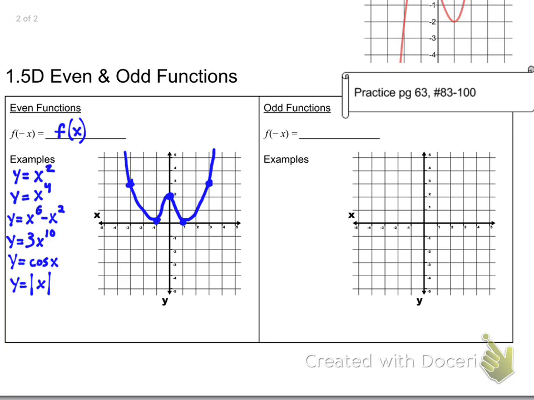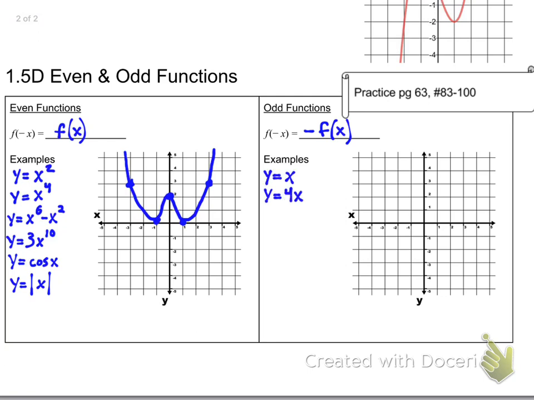Odd functions are a little bit different. When you plug in a negative input instead of the value, you get out the opposite of that. So for example, if you plug in -5 and got out 10, then that means if you plug in 5, you should get out -10. Okay, it's a little bit tricky and a little bit confusing, but let's look at some examples and I can explain a little better.